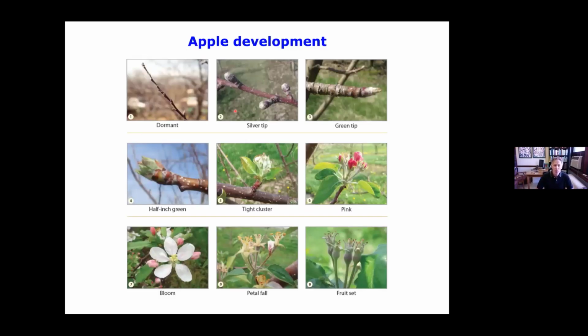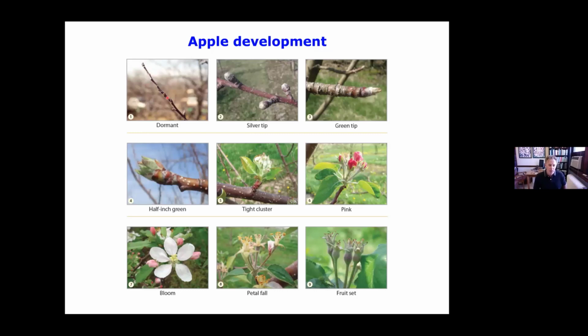And so right now the trees are sitting like in number one. This is from a publication that Janna put together a couple of years ago, showing the different stages of apple growth. And so right now we're still at this dormant stage, right? And so chilling's been fulfilled. And so all we need for the trees to start growing now is accumulation of some warm temperatures.